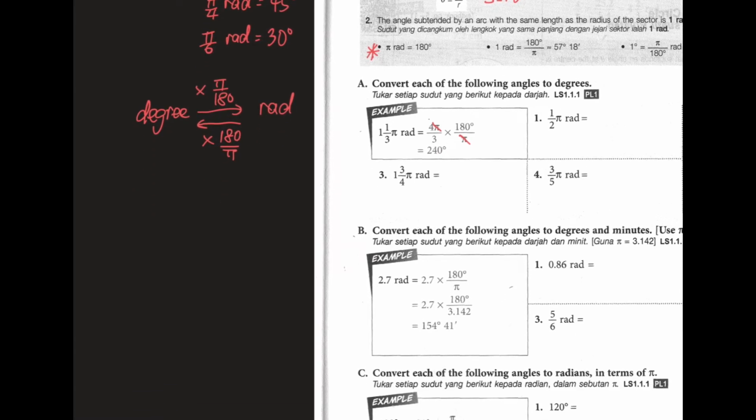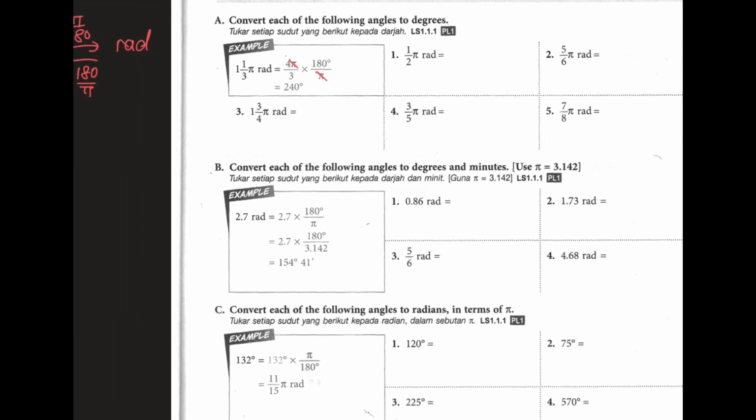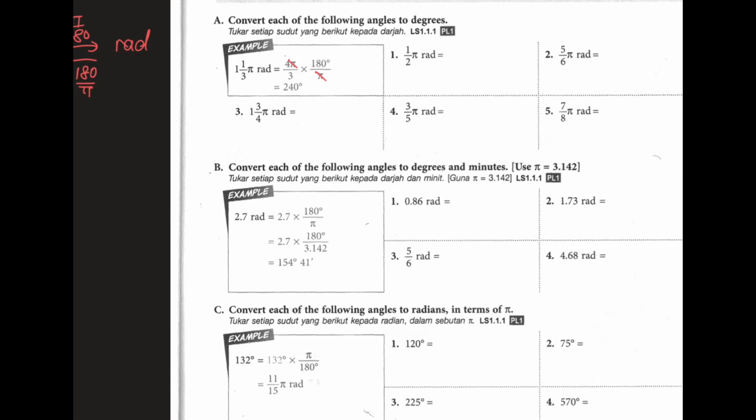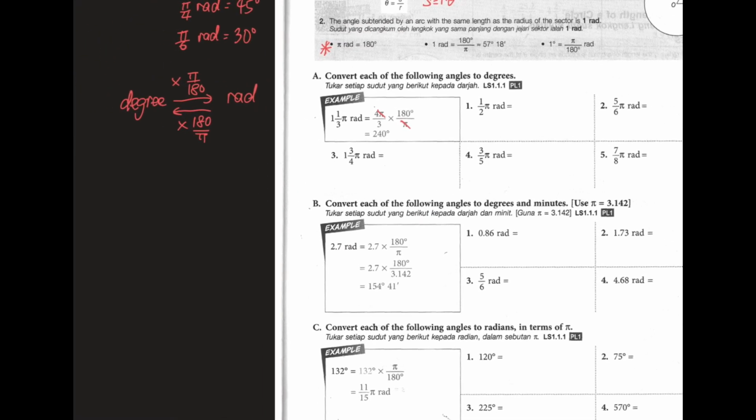Okay, so let's say I move on. All this I leave it to you. Now let's see B. Convert each of the following angles to degrees and minutes. Use pi equal to 3.142. Again, let's look at the formula over there. You have radian given, you want to change it to degree. Radian to degree, you do 180 over pi. So we do 2.7 times 180 over pi.